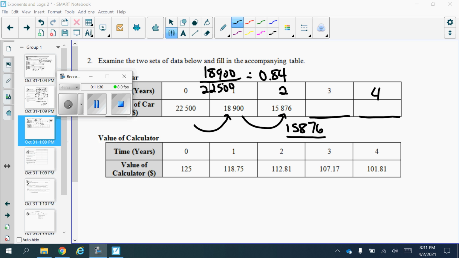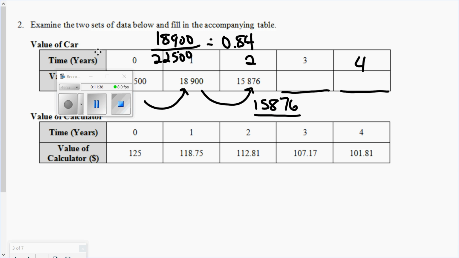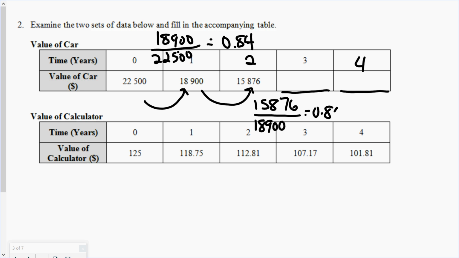Okay, so I think what I was doing is looking between year 1 and year 2. So taking the value at year 2, dividing it by the value at year 1. Give that a try, and we should get that same value of 0.84. So now to figure out year 3 and year 4, I can take this number and multiply it by that 0.84 to get the value at year 3.